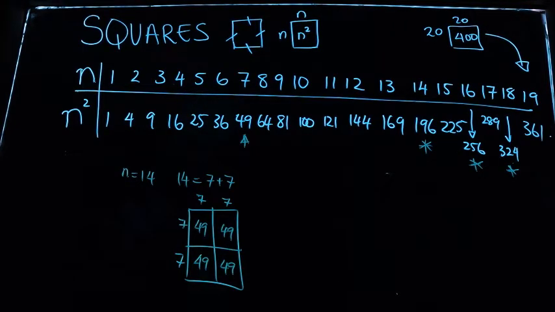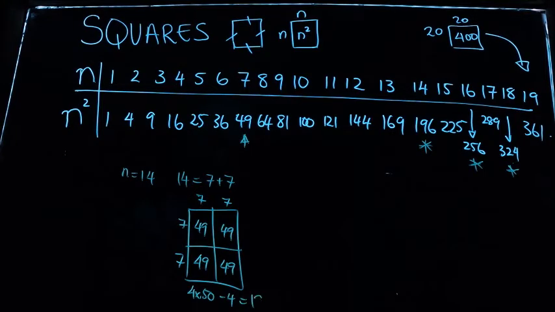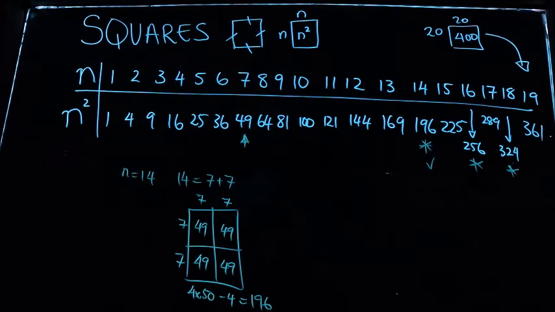I'm just going to do a bit of mental arithmetic here. I'm going to say 4 times 50, subtract 4, and that should take me to 200. Take 4, and that will leave me with 196. So tick, that's right. So that's another way to do that.